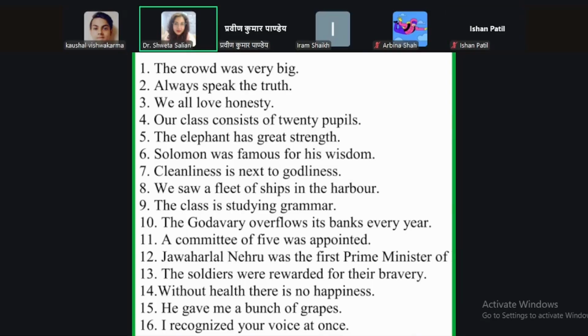Now, will you tell me why is there a before fleet? Does that a belong to fleet? No, it belongs to ships. Exactly. So you're describing a fleet, which is the measurement for the number of ships, and therefore a actually belongs to ships, but is given before fleet because fleet goes along with ships. Now, the 9th one, the class is studying grammar, which is correct. So, which are the nouns here?